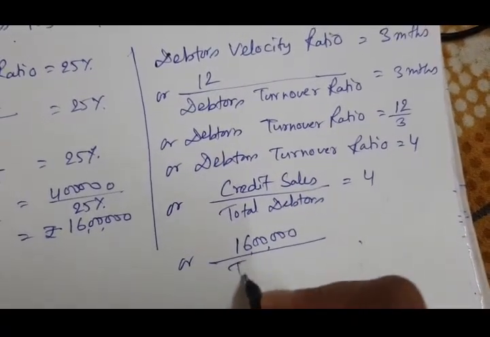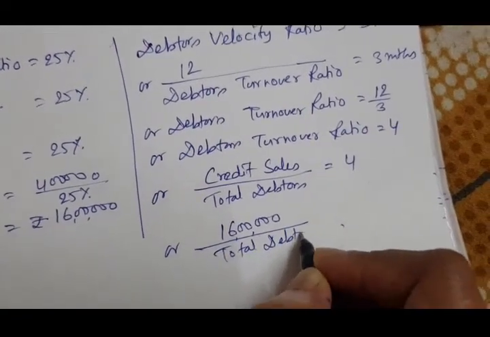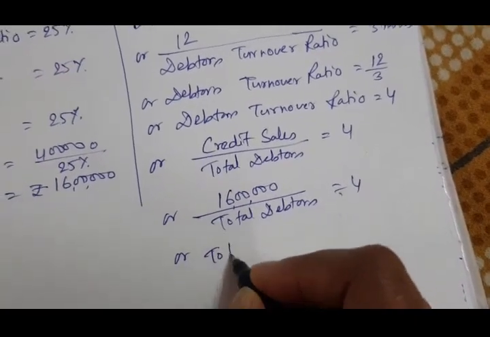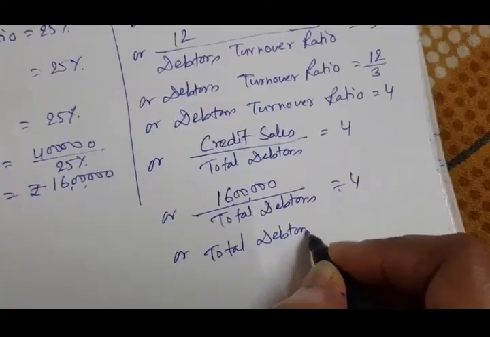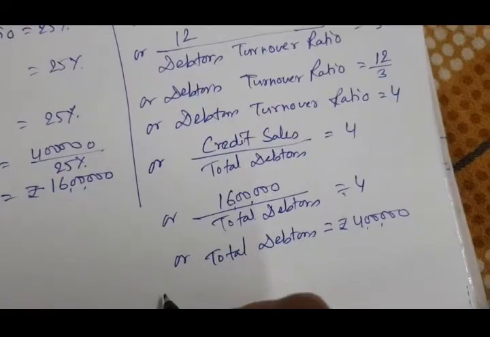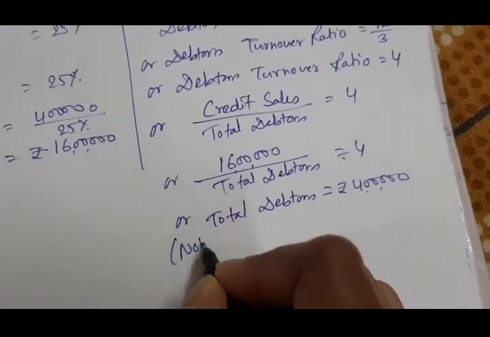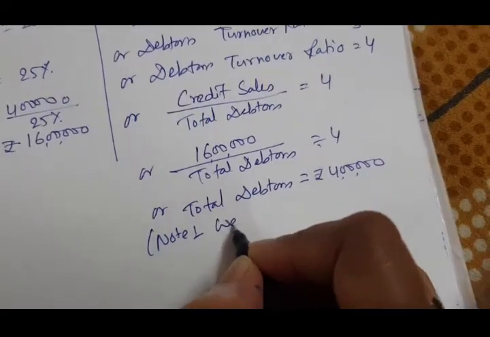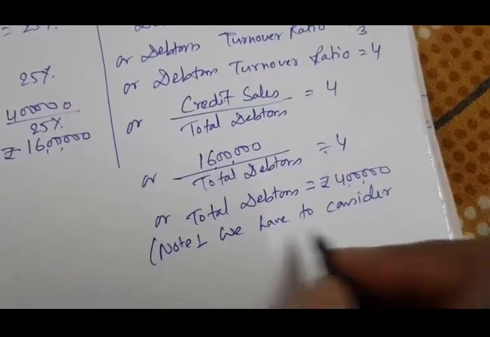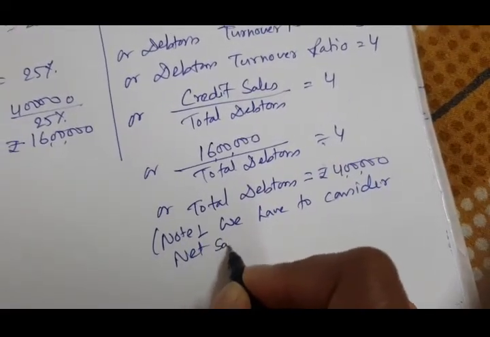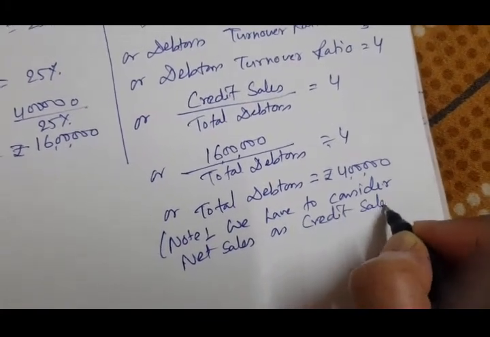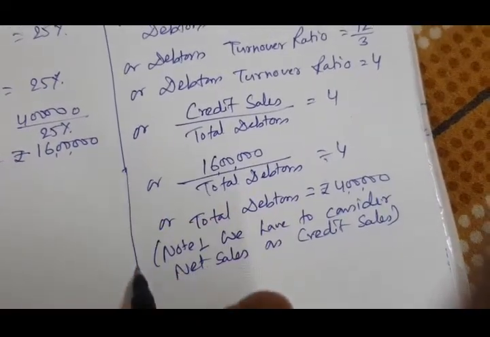We have to put a note for this. Total debtors will be how much? Rupees 4 lakh. So we have to put one note here. Note: we have to consider net sales as credit sales, as we have not been given any other information.